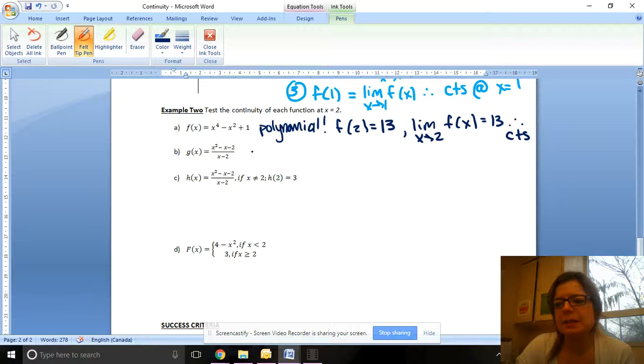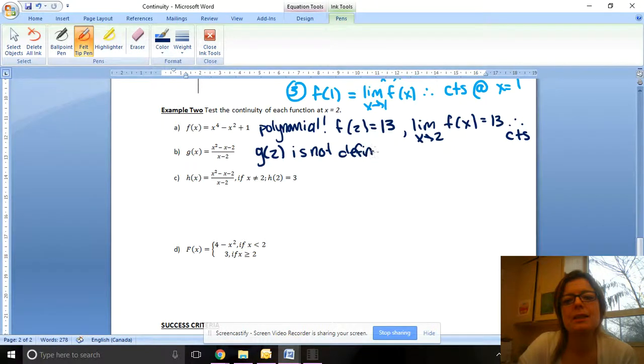Okay, but this next one you'll notice is rational. So we can start with g at 2 is not defined. So we don't even need to go through and do the limit because it doesn't matter. Since we've already not met the first burden of proof, therefore we can say it's discontinuous.